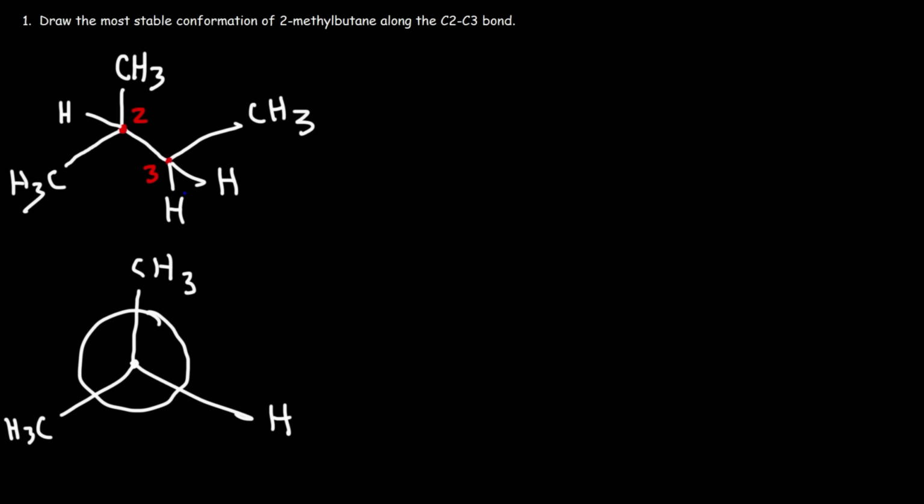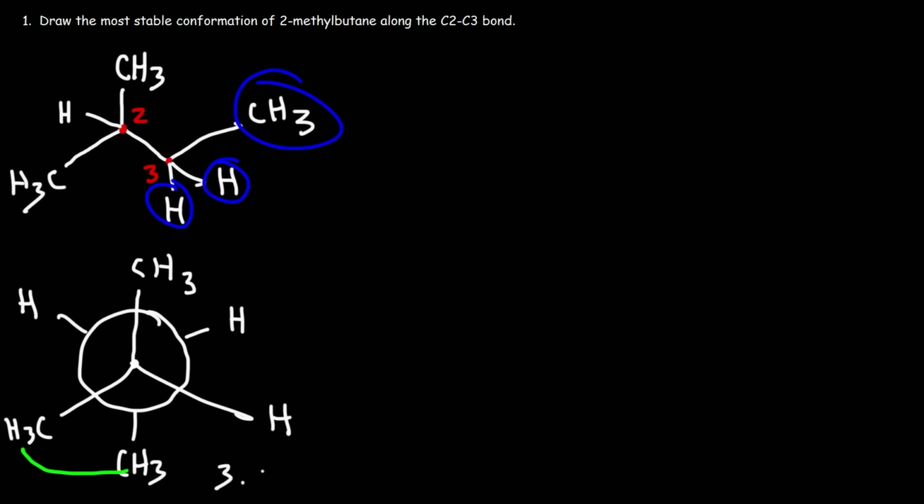Now to the back carbon, or carbon 3, we're going to add these 3 groups. I'm going to start by putting the methyl at the bottom and the other 2 hydrogen atoms here. Notice that in this particular conformation of 2-methylbutane, we only have one gauche interaction with an energy profile of 3.8 kilojoules per mole.